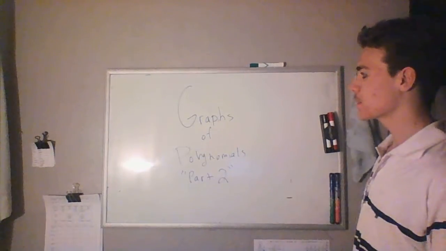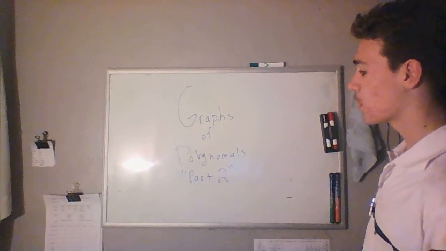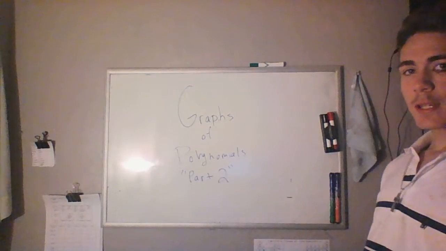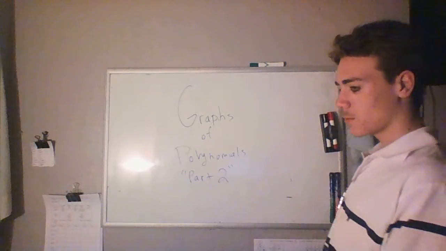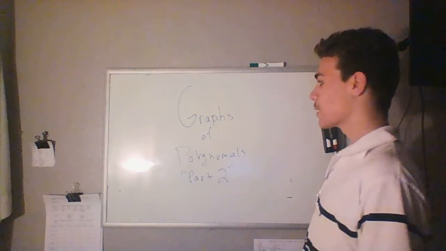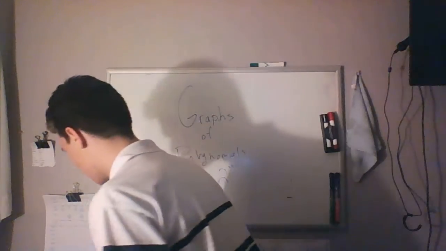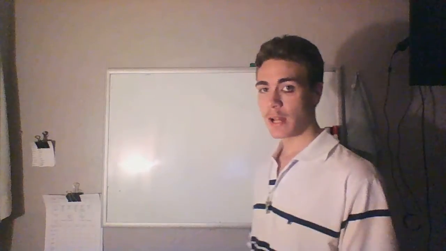Hey everybody, so we're going to be talking about graphs of polynomials, part 2. In part 1, I showed you what the parent function is and what each number in the equation means and what it represents. So in this, we're going to be actually using the graph, and we're going to be making the equation out of that.